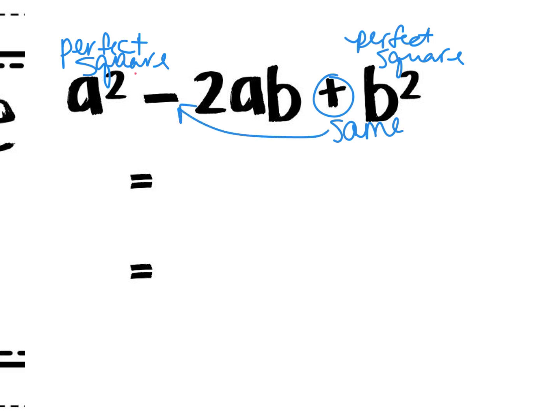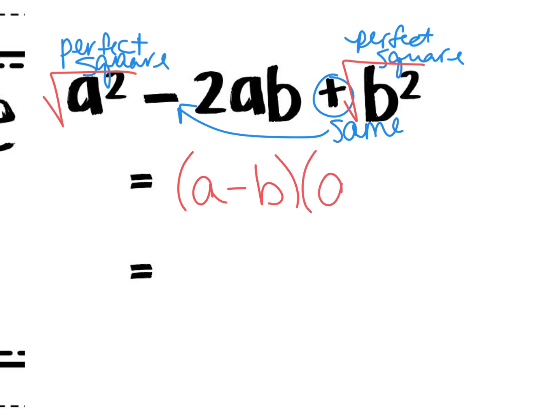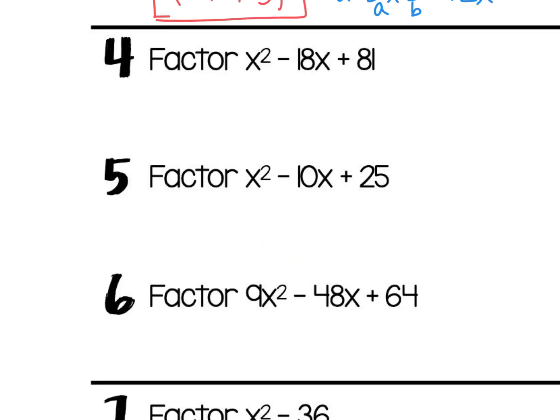So again, we're taking the square root of the first one. Your sign is minus. We're taking the square root of the last one, and it's a perfect square, so we need to write it twice. So you can write a minus b times a minus b, or a minus b quantity squared. Signs are super, super important when factoring, whether it's a special case or just a regular one. So the square root of x squared is x. Signs are the same, gonna match b, so it's a minus. Square root of 81 is 9, so x minus 9 quantity squared.